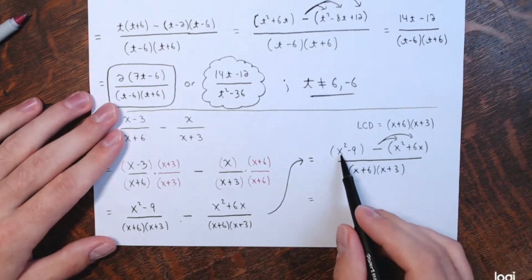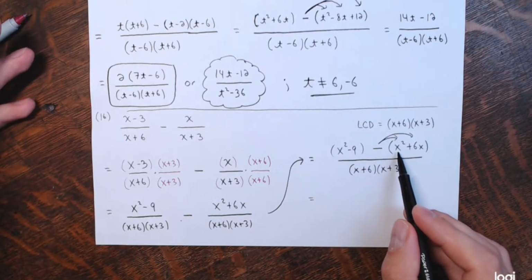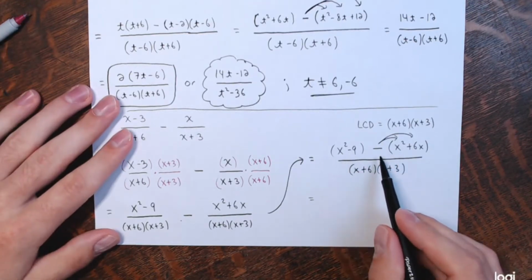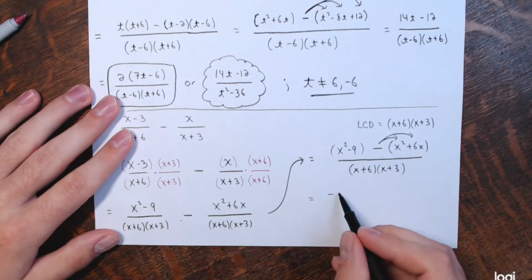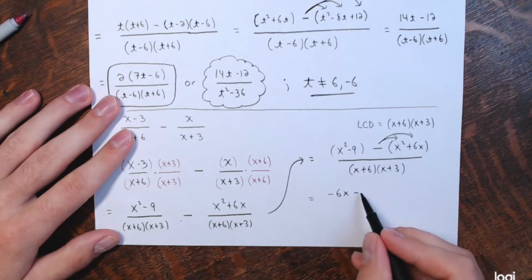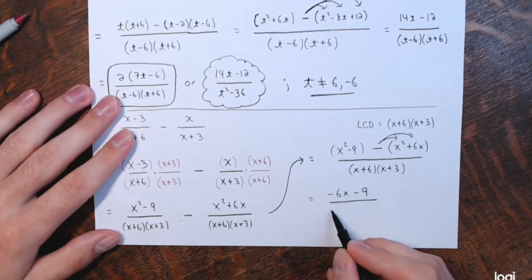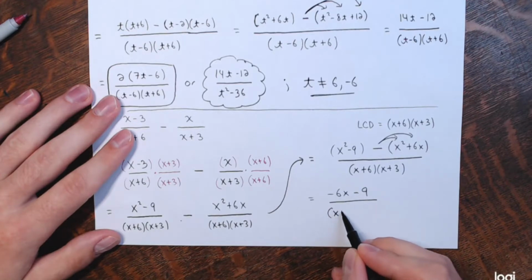So we have x squared minus x squared. That's nothing. Then negative x minus 6x, so negative 6x. And then negative 9 minus nothing is negative 9. Divided by x plus 6 times x plus 3.